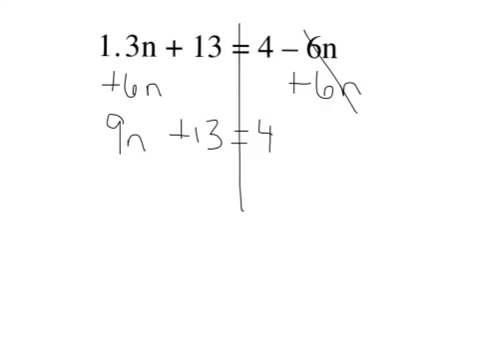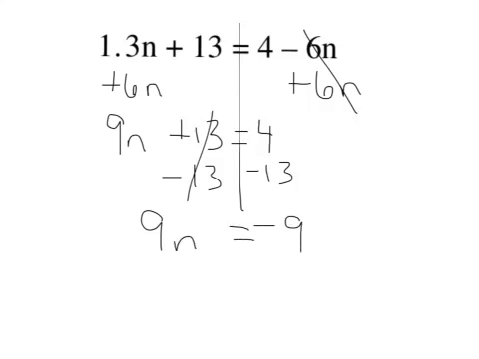I then solve it like I did in the previous lesson. So we're going to take the opposite of the 13, so instead of plus 13 it's minus 13, or adding a negative 13, and I'm left with 9n equals negative 9. Okay, and now I want to divide by the coefficient, which is 9, so it gives me 1n equals, and then negative 9 divided by 9 is negative 1.